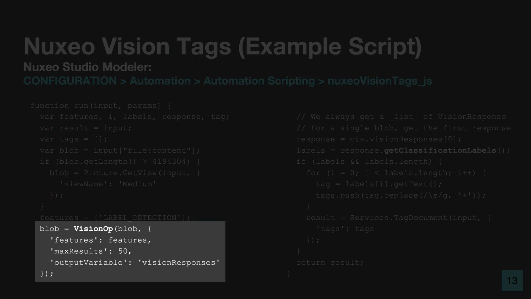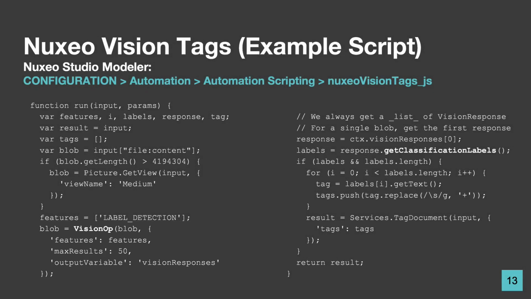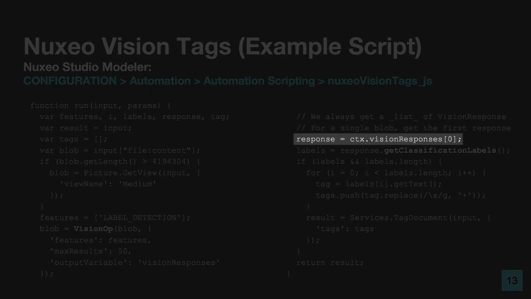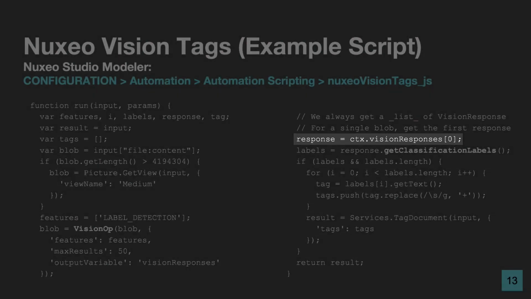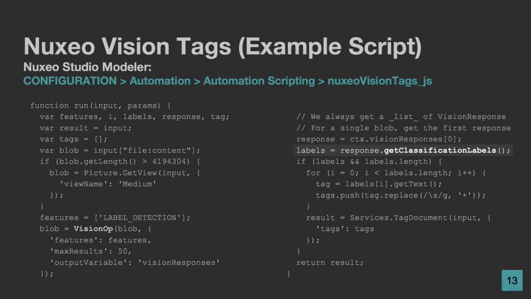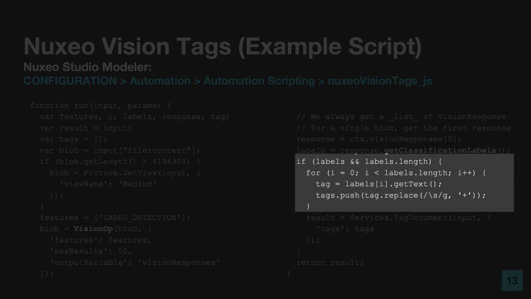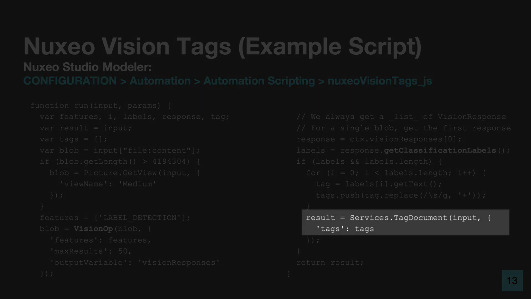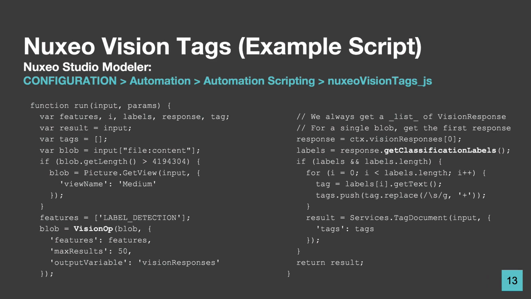So there's that label detection, 50 results, and then we're going to store the output into this context variable called vision responses. So when we call this vision op, we always get a list of vision responses back. We've only got one image we're dealing with in this case, so we're just going to get the first one in the list here. And then we're going to call the API call here, which is to get classification labels. And then we just loop through those, substitute spaces for pluses because we can't have spaces in tags. And then we're going to call the tag document with a list of tags and then just return the result.